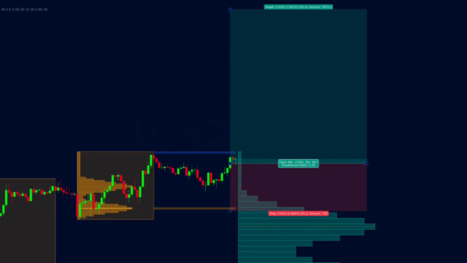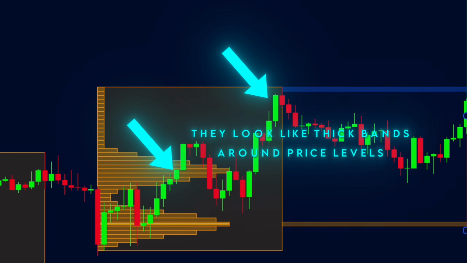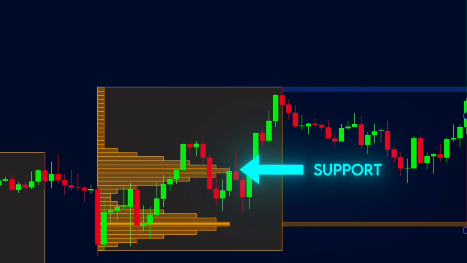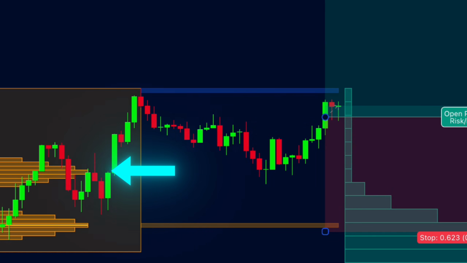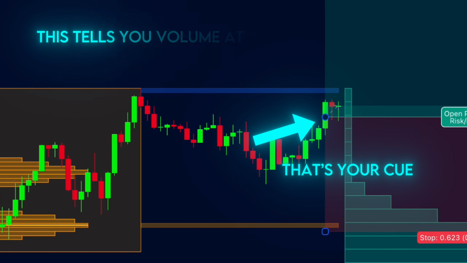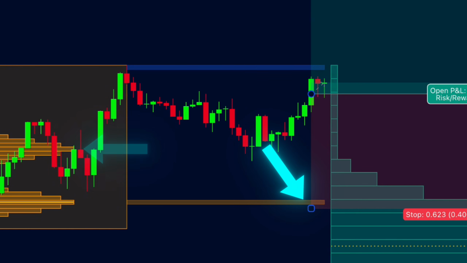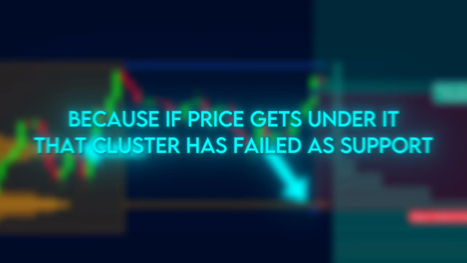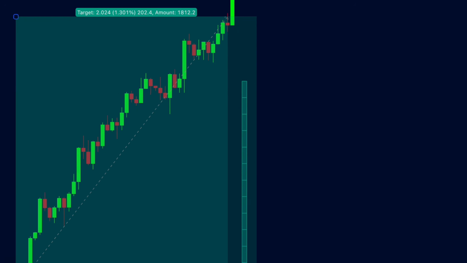Long setup. First, look for price to be above a strong volume cluster. You'll see these as a dense area on your chart. They look like thick bands around price levels. When price is above a strong cluster, that cluster can act as support. Wait for price to retrace down toward that cluster. If price pulls back into the cluster and then forms a bullish candle that closes above the cluster level, that's your cue. This tells you volume at that level is holding, and buyers are stepping back in. Place your stop loss just below the bottom of that cluster, because if price gets under it, that cluster has failed as support. Your take profit is at the next strong cluster above, or at the next structural high you can see on the chart.